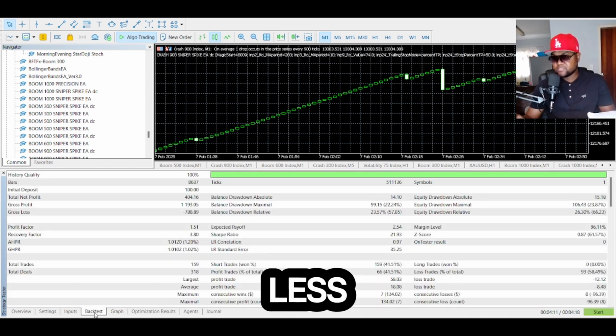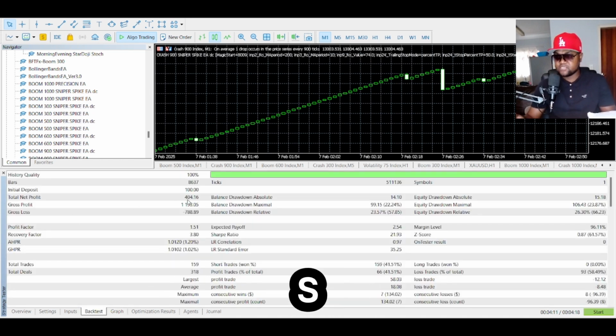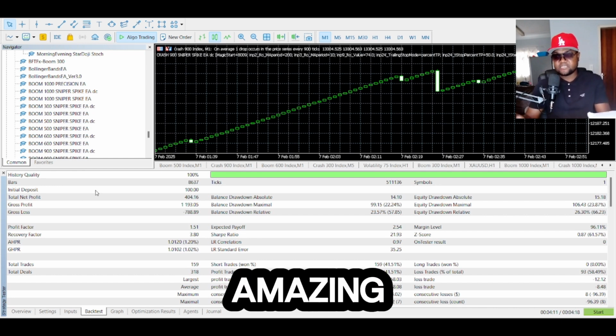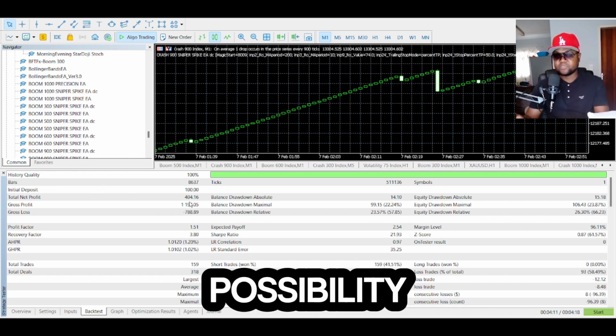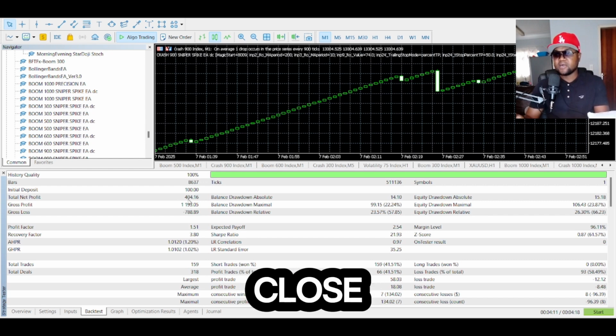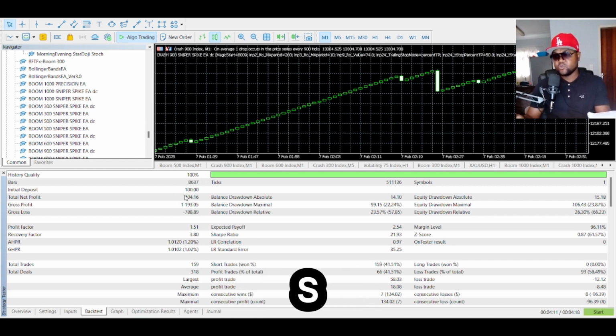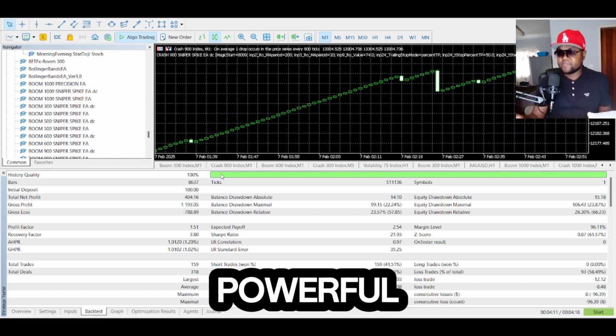In a space of less than a week, you'll be in a position to gain a profit of $400 using a lot size of 1 in an account with an initial deposit of $100, which is amazing. So that means in a month there is a possibility that you can end up having close to 4 times 4, $1,600, which is very, very powerful.